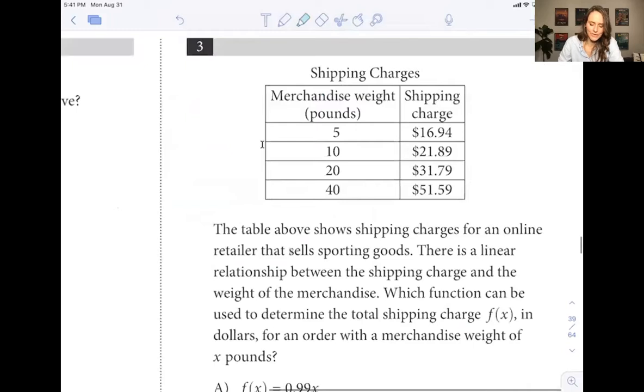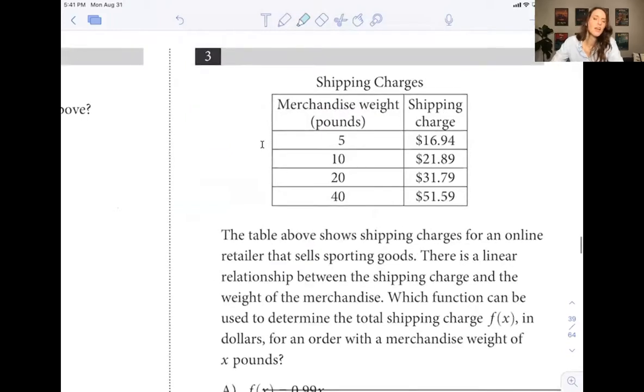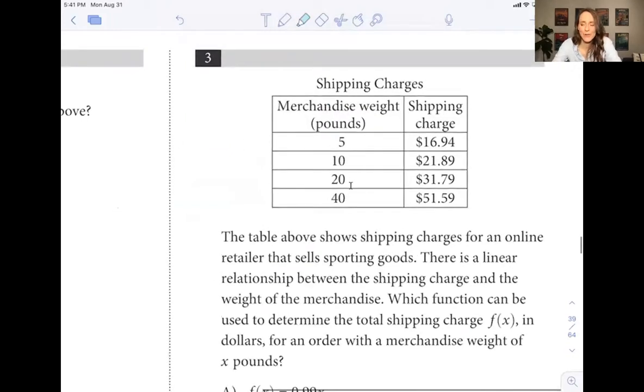Let's look at number 3. So they give us a table here. Whenever they give me a table on the SAT, I'm always looking for my X and Y intercept. So I'm looking for zeros. In this case, they don't give me any zeros, so I'm kind of out of luck there. If I don't see any zeros, I'm looking for my next best thing.